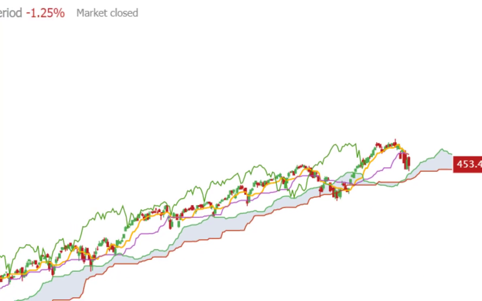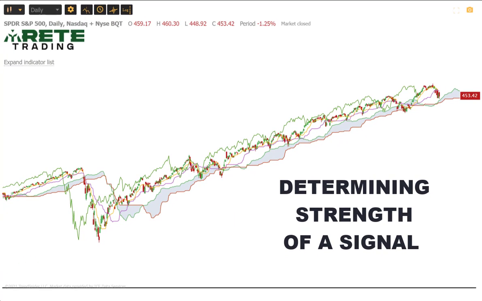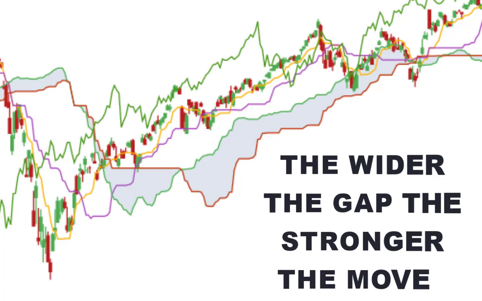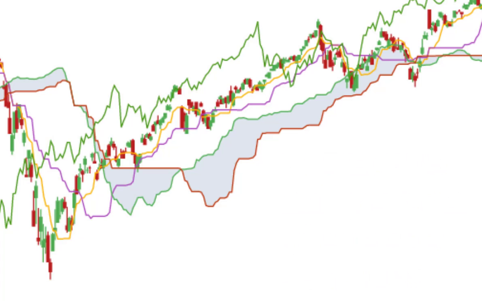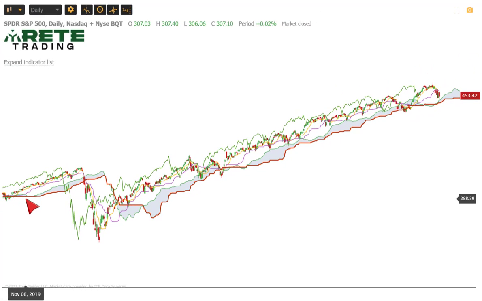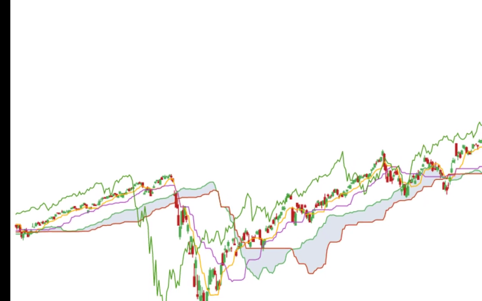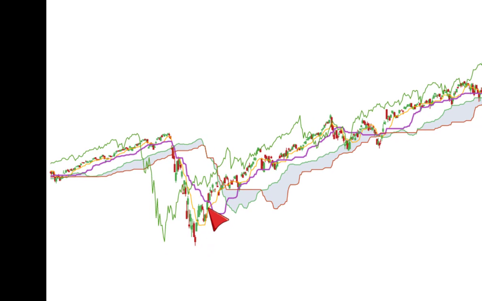Now, to determine the strength of that signal, the wider the gap of the cloud, the stronger the signal. So the wider the gap, the stronger the signal. In response to that, you can see here clearly how the cloud was very shallow and then got wider and wider, and how we stayed above. And then when we broke, how wide it got and stayed down. Now, during this period of time, there was no signal. None. Now you have your short or medium term signal execute right here.